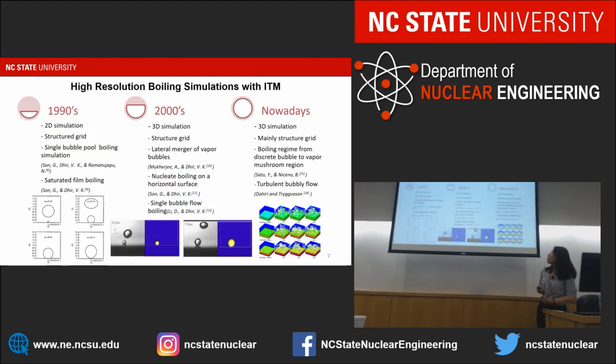And next, I'm going to briefly review the history of these high-resolution boiling simulations. This type of simulation started in the 1990s. Dhir and his group have done a series of boiling simulations in 2D domains, including single bubble pool boiling, bubble merger, and saturated film boiling. But as we could see here, back at that time, the simulations were done in 2D. As the HPC capability increased, 3D simulation became feasible. And Dhir's group has done, here are some examples.